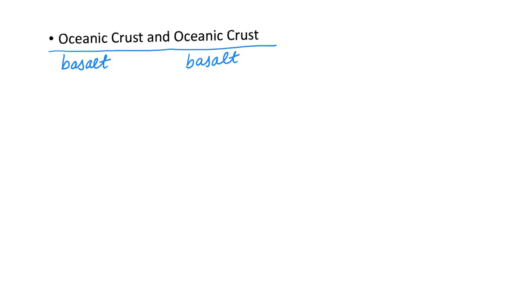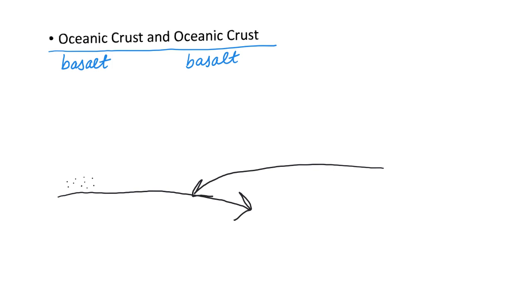Do they push each other up like continental and continental crust do? They actually do not. So this is what happens. Let's go ahead and draw the process. So we have here one oceanic crust and we have another oceanic crust. So one of them that's going to subduct is the one that has more buildup of sediments. So this would be the older crust.